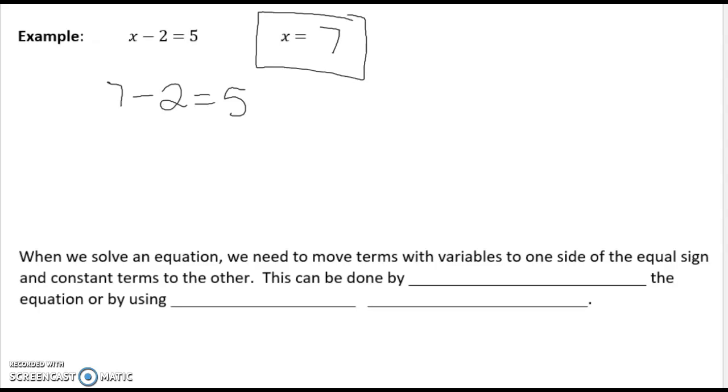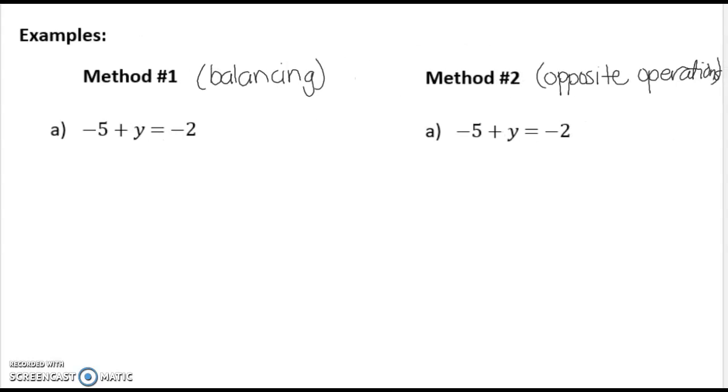So down here, it says when we solve an equation, we need to move terms with variables to one side of the equal sign and constant terms to the other. This can be done by balancing the equation or by using opposite operations. So let's do some examples.